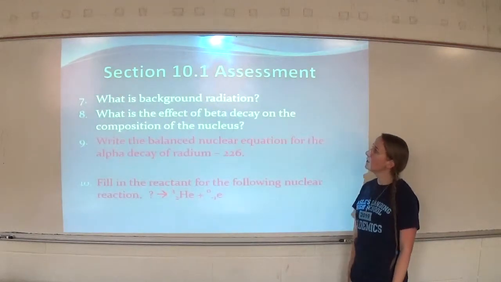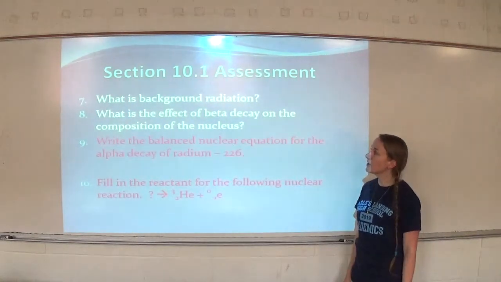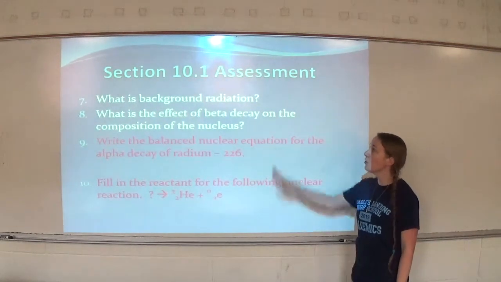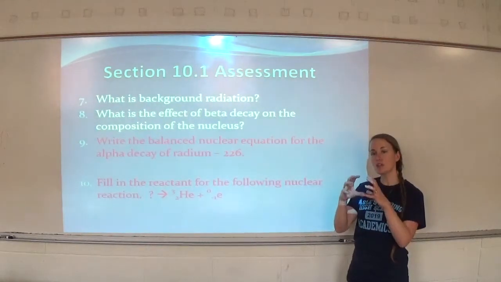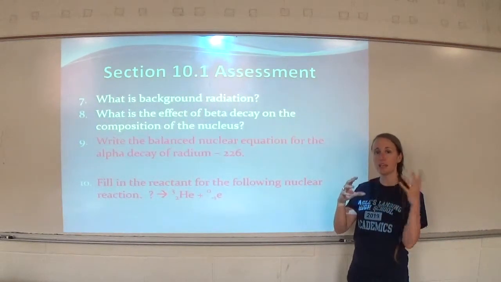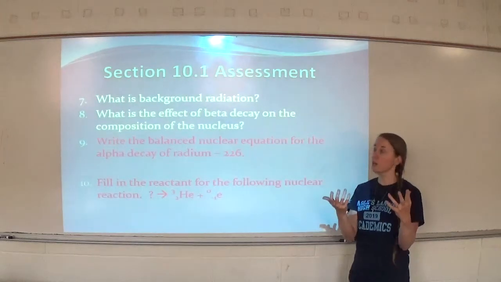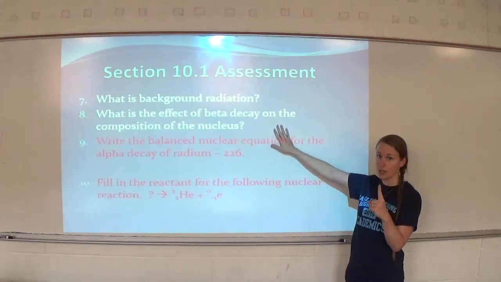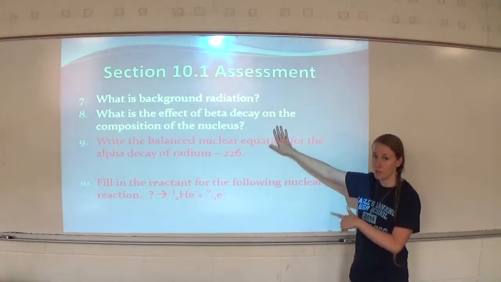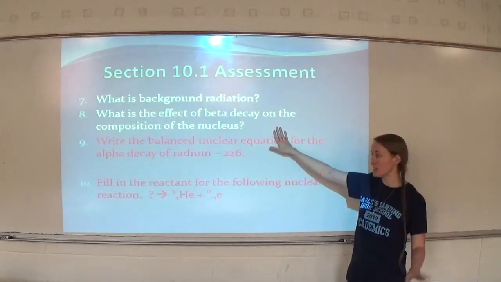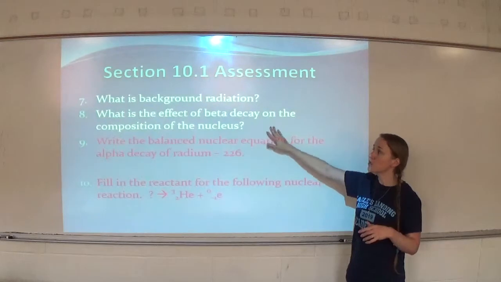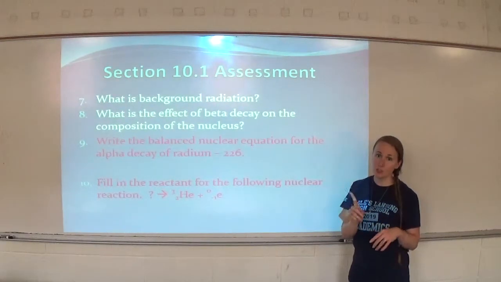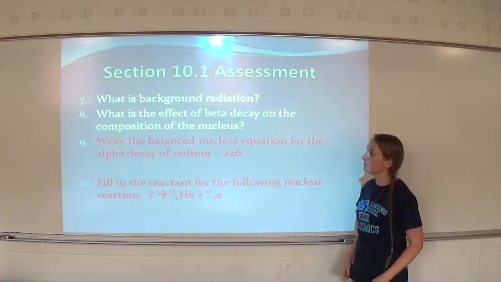Number 8, what is the effect of beta decay on the composition of the nucleus? Well, remember, in beta decay a neutron breaks into an electron and a proton. So the nucleus would change. There would be one less neutron and one extra proton, and of course the electron is ejected. So the nucleus changes in the fact that there's one less neutron, but one more proton.